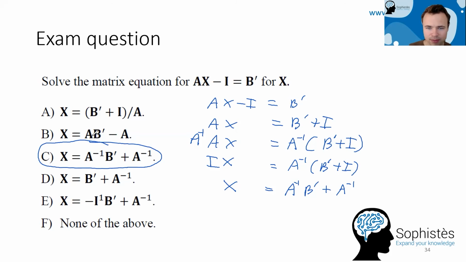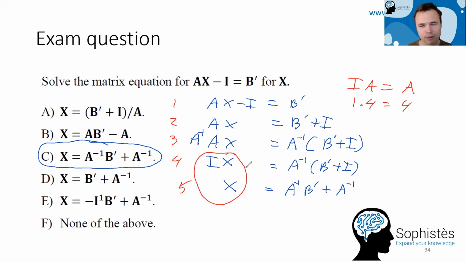So again, I will just put some numbers here: 1, 2, 3, 4, 5. And then you can ask me a question. Does anyone have a question or is it all clear? So Richard, you ask, how did you go from line 4 to 5? Well, on the left side, I apply the rule that if I have I times a matrix, I just get A, right? It's just like 1 times 4 is 4. So that's what happened on the left side from 4 to 5.